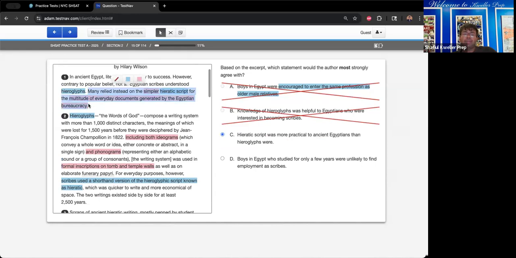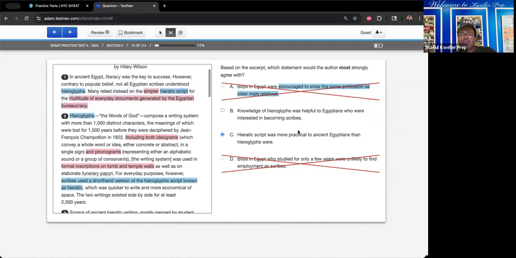Talks about more specifically how people relied on the hieratic script more than hieroglyphs itself. Boys who studied for a few years were unlikely to find any employment as scribes. This could be a true idea, but this is not the strongest one. I think C is stronger because C just has more blatant evidence to it, so we can rule out D. B is wrong because knowledge of hieroglyphs was helpful to Egyptians who were interested in becoming scribes. Hieroglyphs, that's not true. Hieratic script was more important.